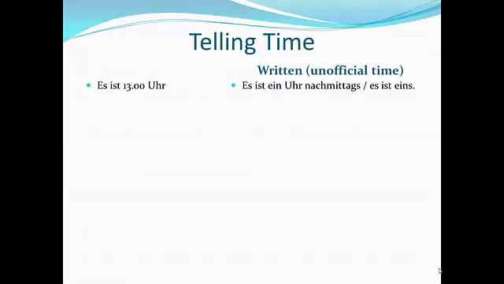Es ist 1 Uhr nachmittags, or another way of saying it could be es ist eins. Now we can also simply say es ist 13 Uhr and not include the nachmittags, which specifies that we're talking about the afternoon. If someone asks you what time it is and you're well into the day, it would be understood if you responded with es ist 13 Uhr, es ist 13 Uhr nachmittags, or es ist eins. All three would be understood as being 1 o'clock p.m.